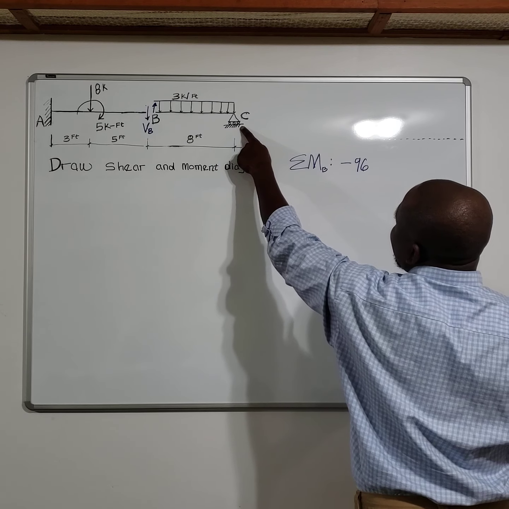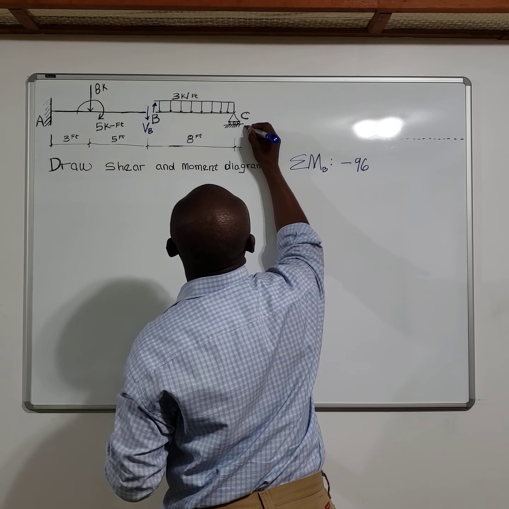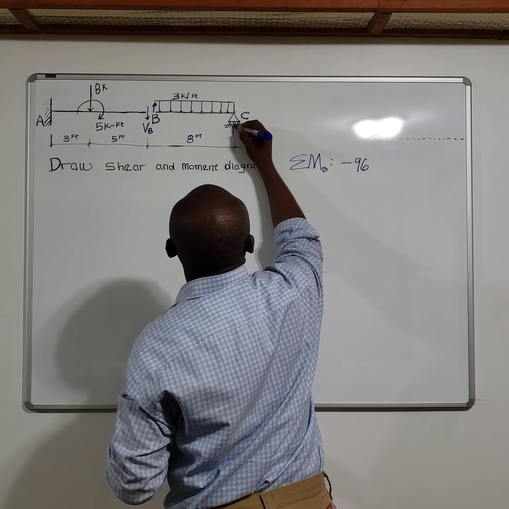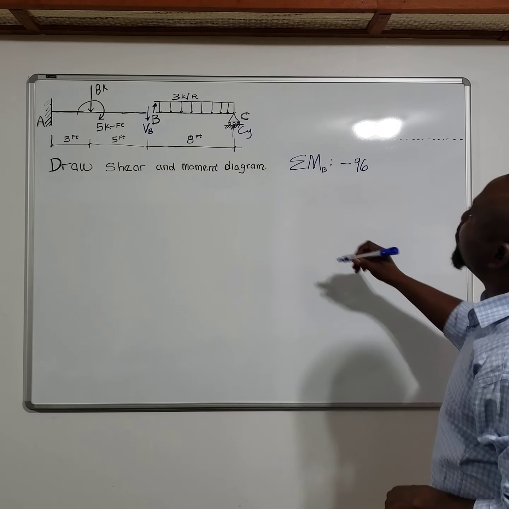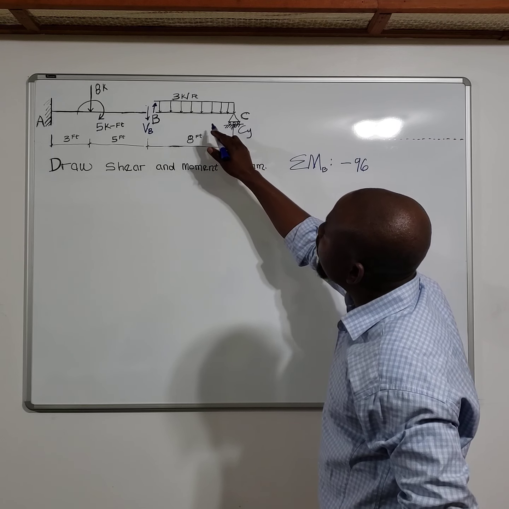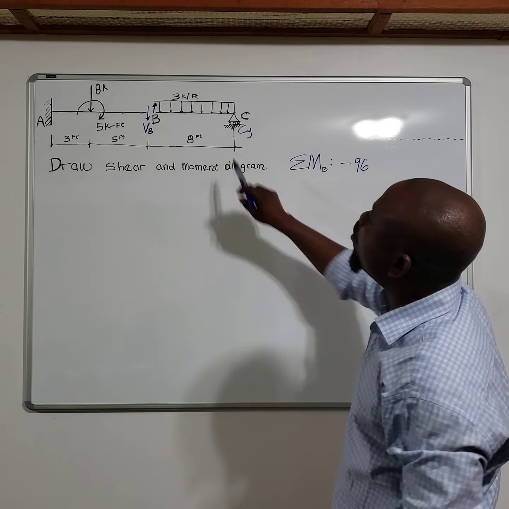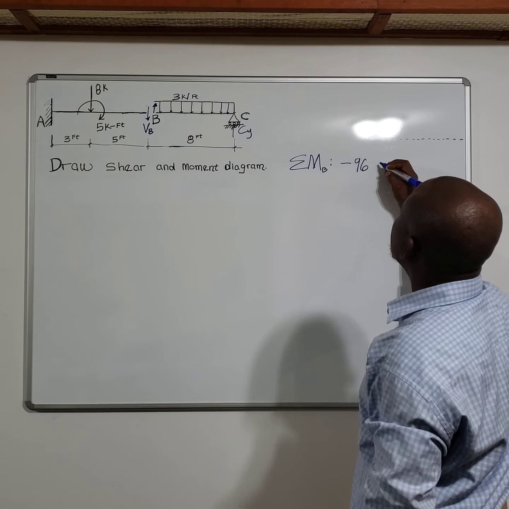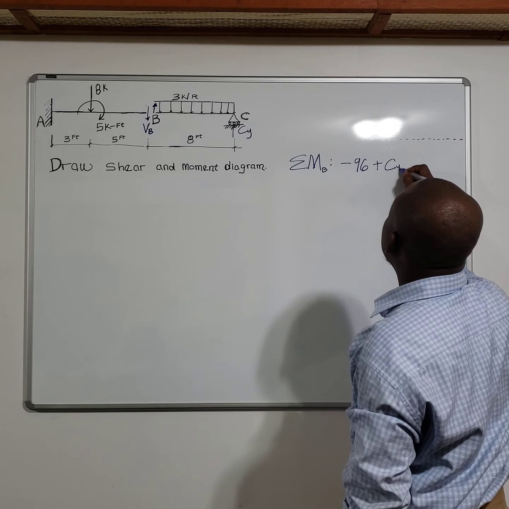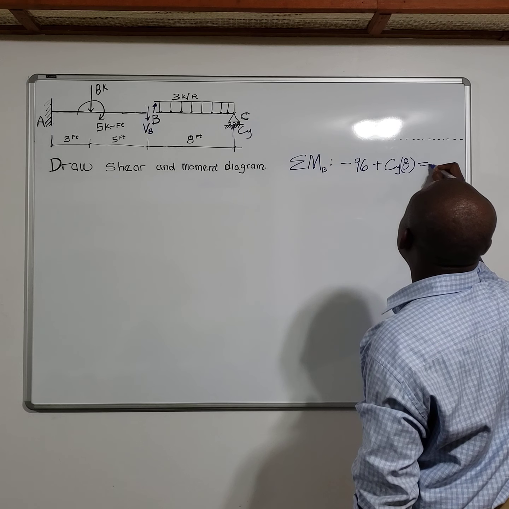So now I have CY. This force will make a counterclockwise rotation about this point with a moment arm of 8 feet. So that will be plus CY times 8 feet, which will be equal to 0.